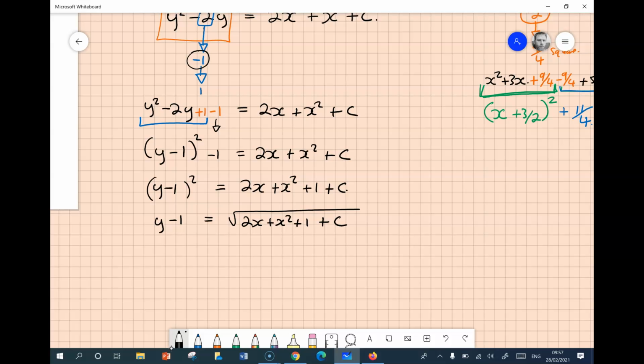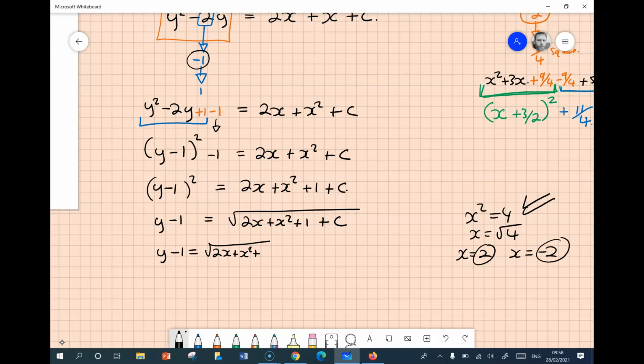Now remember, the square root is a negative and a positive. If x squared is equal to 4, x is equal to the square root of 4. But that means x could be 2 or x could be minus 2. Because if I square minus 2, I'll still get 4. And if I square 2, I'll still get 4. So we have to be able to write this as the negative and the positive of the square root. So y minus 1 is equal to the square root of 2x plus x squared plus 1 plus c. And y minus 1 is equal to the negative of whatever that square root is: 2x plus x squared plus 1 plus c.